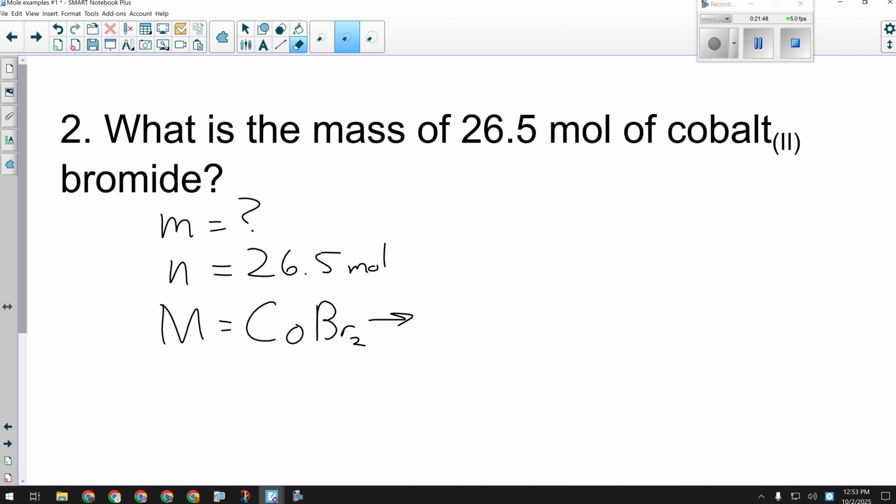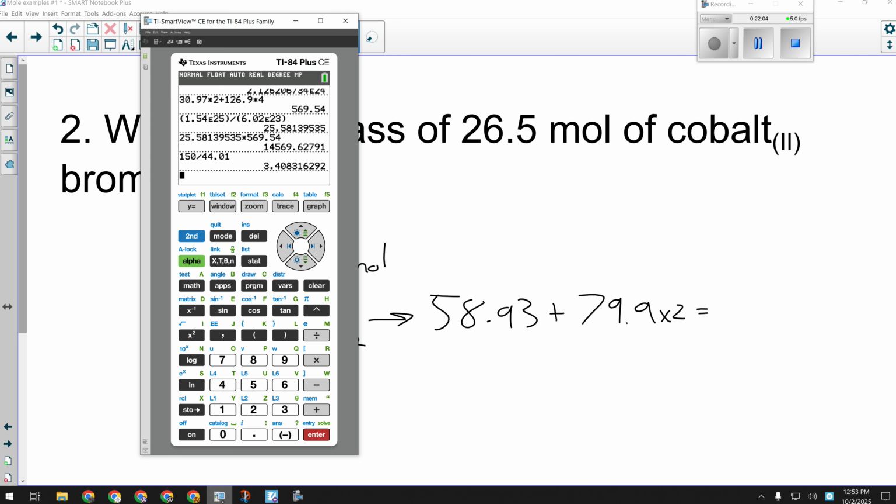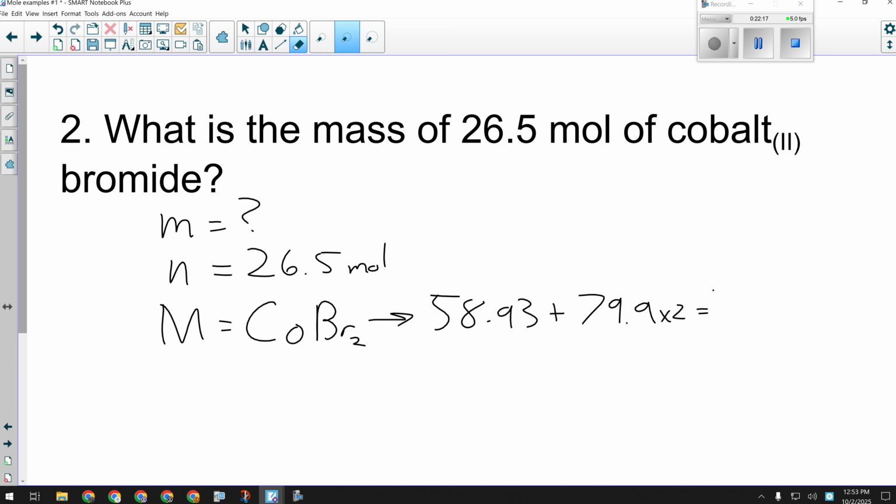Okay, so for cobalt, 58.93. There's only 1 cobalt, but there's 2 bromines, so 79.9 times 2. All right, so 58.93 plus 79.9 times 2. Okay, 218.73 grams per mole.